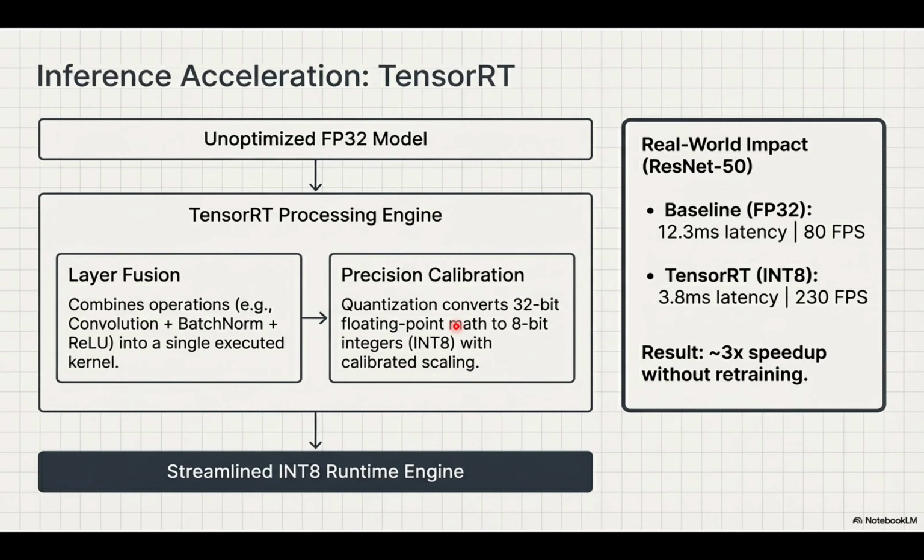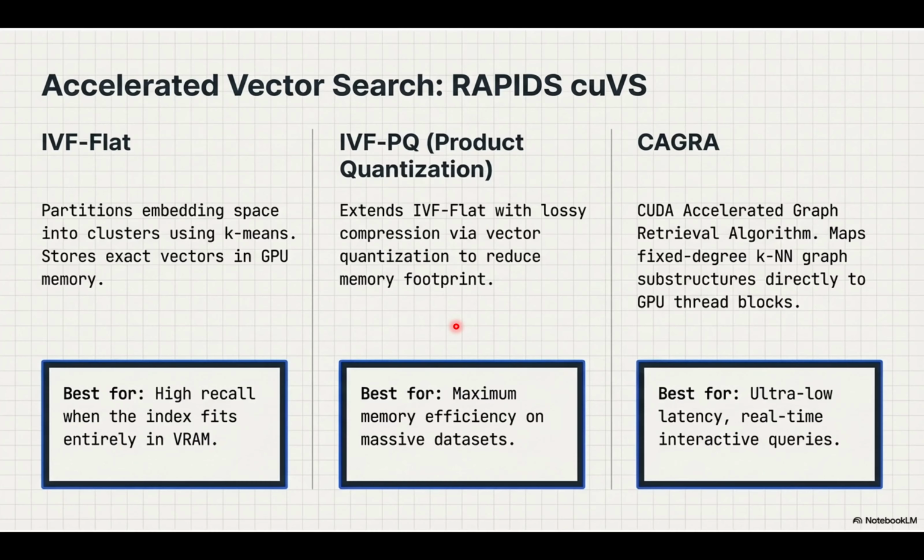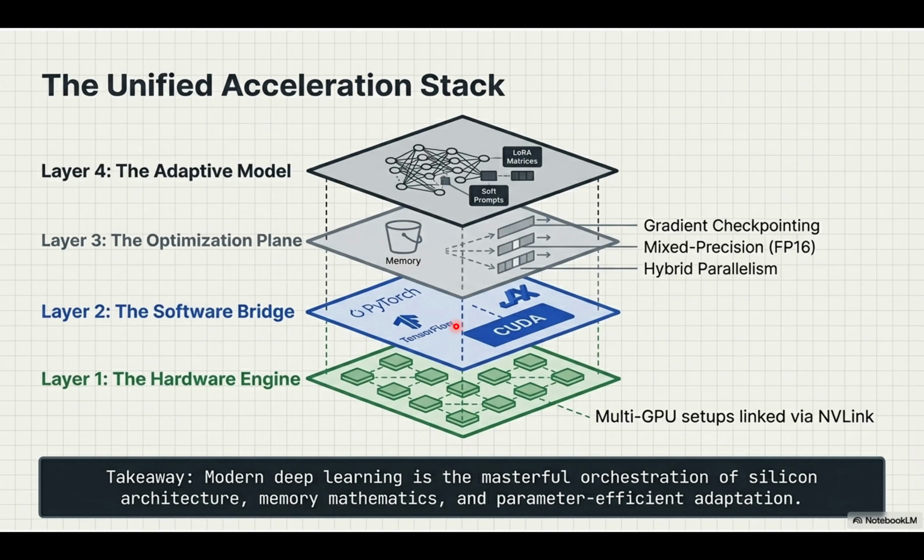Exactly. And once the model is trained and ready to actually be deployed, there's TensorRT. This is an engine that optimizes the model for inference, which means making real-world predictions. Right. TensorRT can fuse mathematical layers together and reduce the precision all the way down to 8-bit integers, or INT8. It's essentially compressing the model.